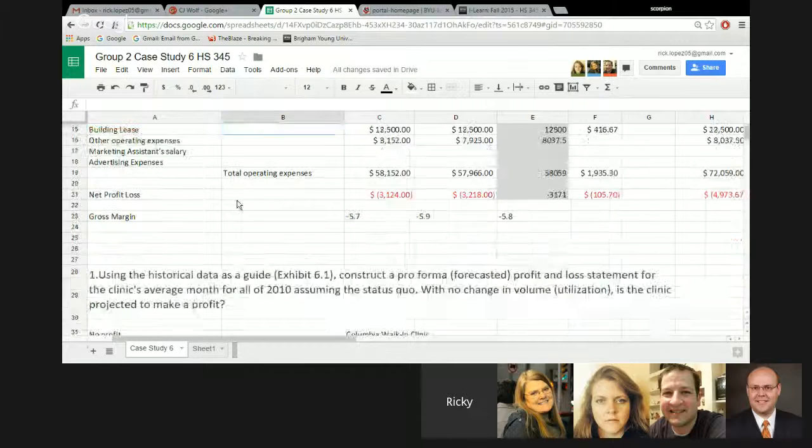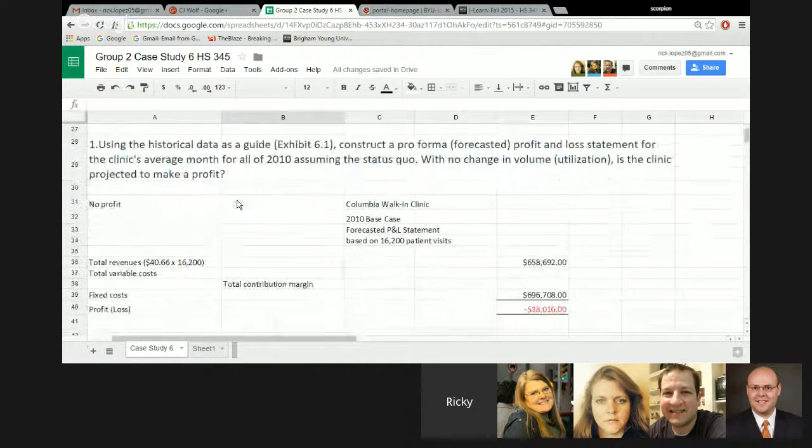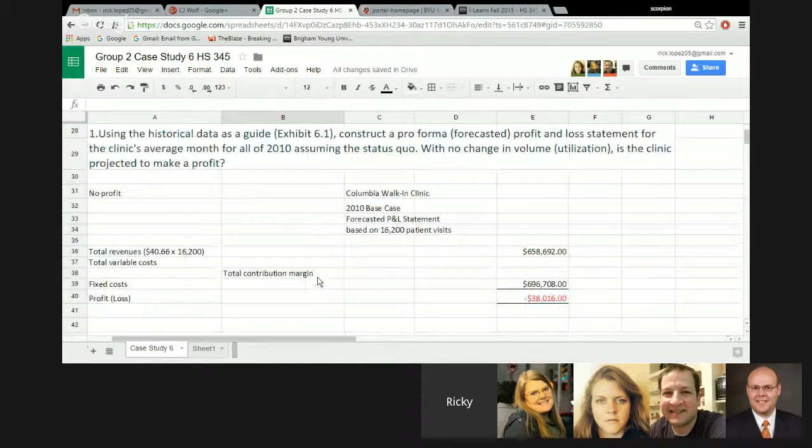If you want to go down to that, Ricky. So the question was, using the historical data as a guide, construct the pro forma profit and loss statement for the clinic's average for the month. So we took 2010, we did an average of January and February, and there is our forecasted profit and loss, and we are not going to make a profit. We're going to be in the hole about $40,000 based on those numbers, how we projected it.